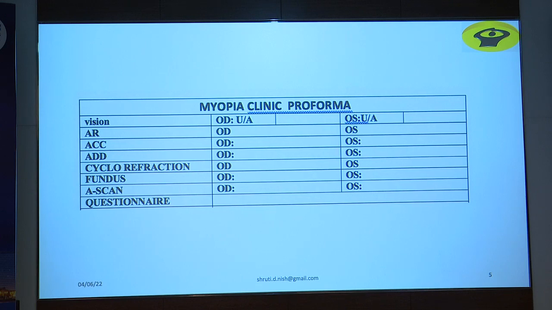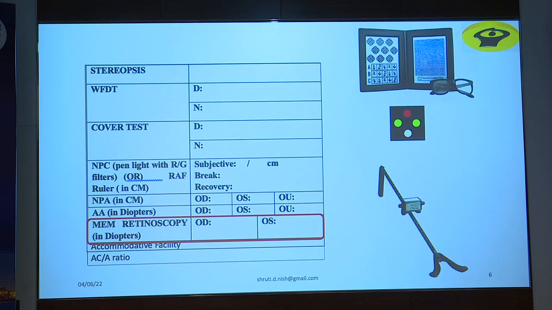So this is the proforma that we usually have. We have an automated refractor, the acceptance, the cyclorefraction, fundus. We always do an A scan every 6 months, and we also ensure that the questionnaire is done every 6 months. We do a thorough BV evaluation in our clinic, but the least we can do is at least do a MEM retinoscopy or a dynamic retinoscopy.